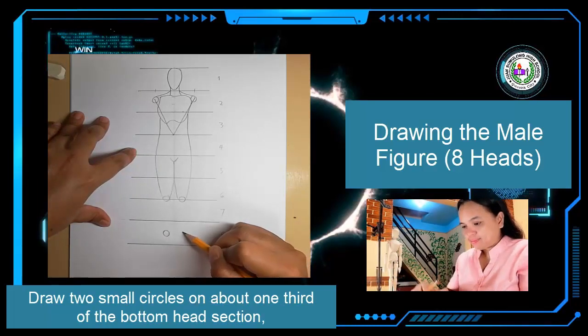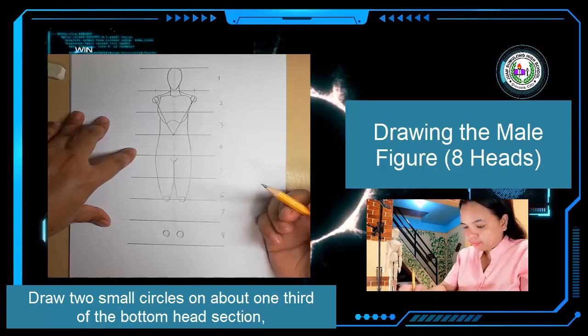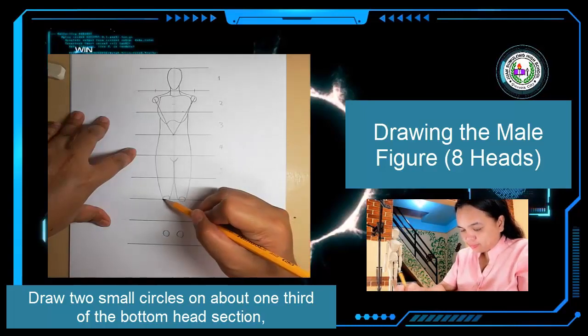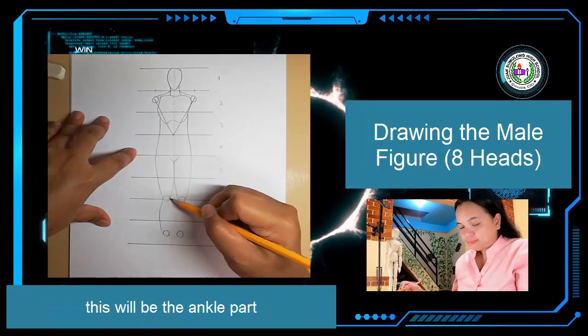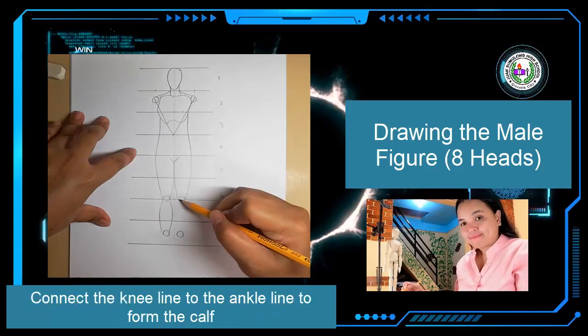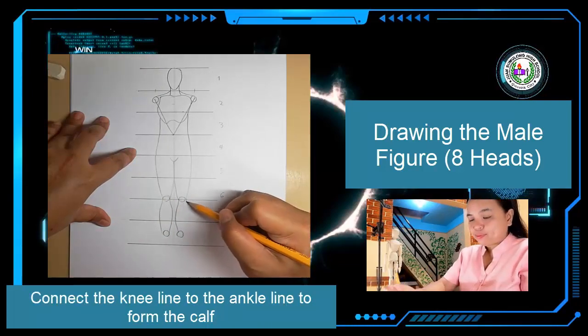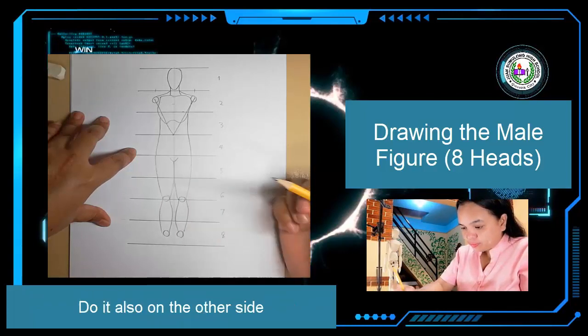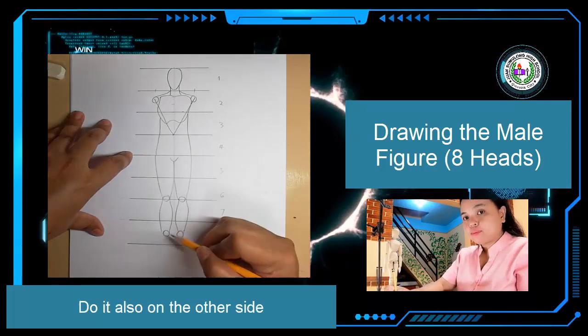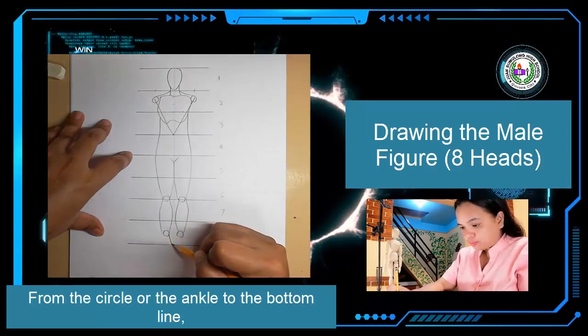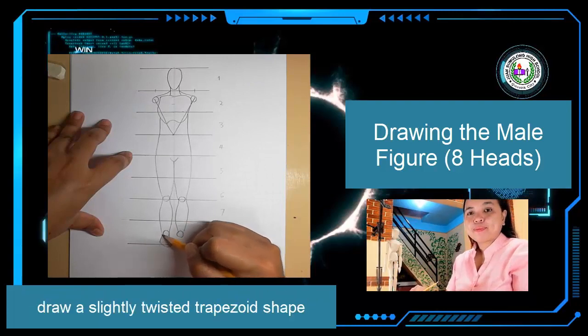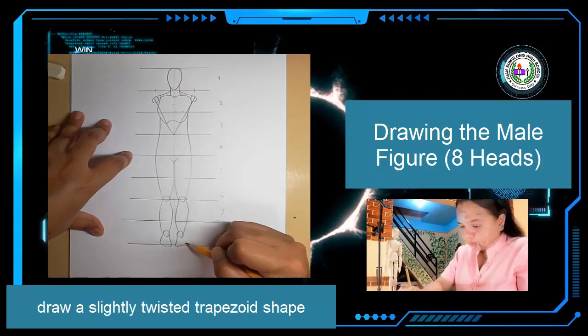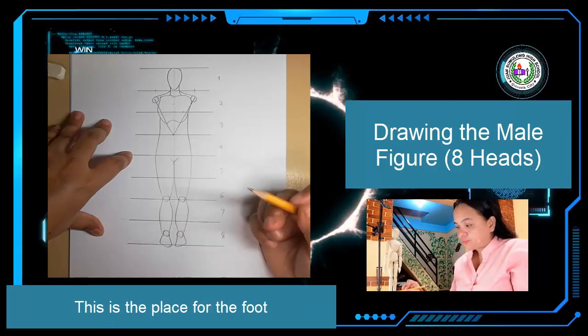Draw 2 small circles on about 1/3 of the bottom head section. This will be the ankle part. Connect the knee line to the ankle line to form the calf. Do it also on the other side. From the circle or the ankle to the bottom line, draw a slightly twisted trapezoid shape. This is the place for the foot.